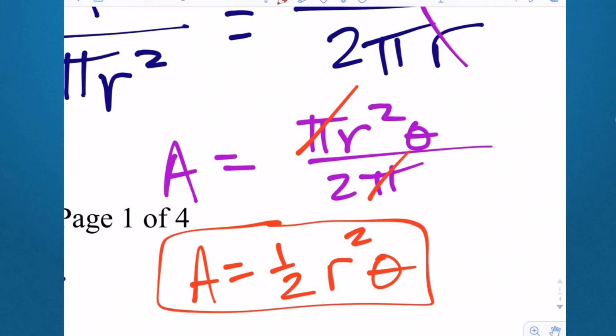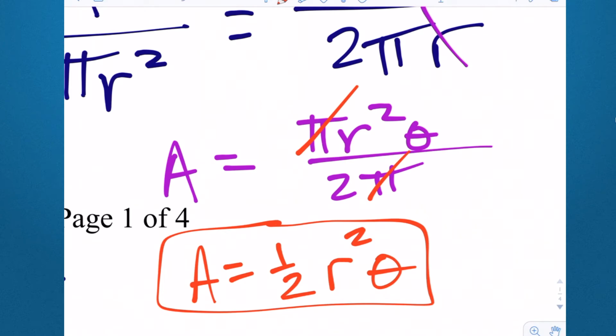Good. Congratulations, guys. You just discovered a new formula, the formula for the area of a sector. You should publish your results and get famous. All right? And since you derived it, since you invented it, you probably already remember it, right? You know it by heart because it's your baby. So without looking, what's the formula for the area of a sector of a circle?